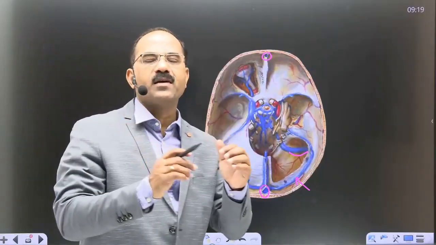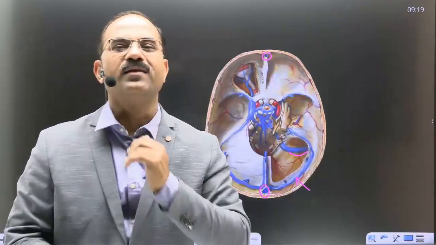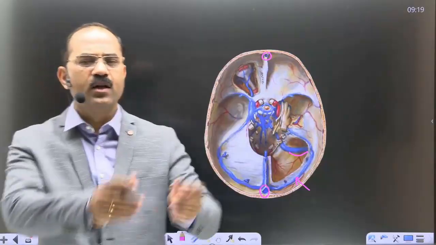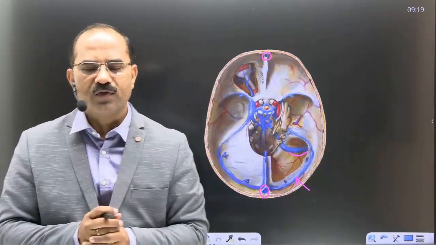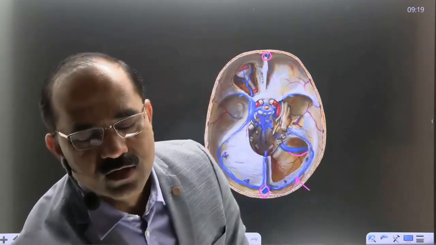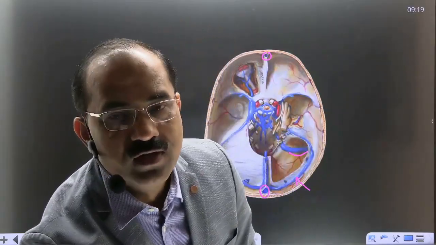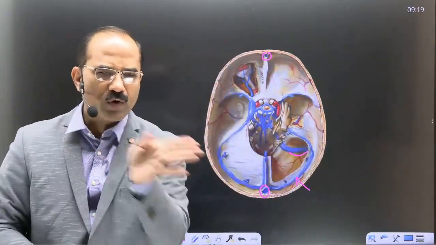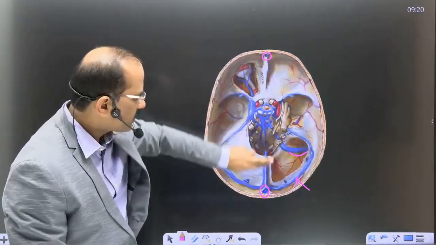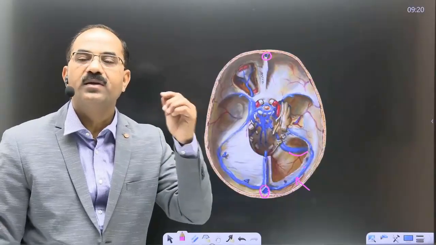Now this sigmoid sinus leaves the skull through the posterior compartment of the jugular foramen. Clear? It leaves the skull through the posterior compartment of the jugular foramen. It gets outside the skull. It is now known as the internal jugular vein. So students, what is internal jugular vein? It's a continuation of the sigmoid sinus. The sigmoid sinus continues as the internal jugular vein. Clear? Look, the superior sagittal sinus here, that becomes the right transverse, the right sigmoid, and the right internal jugular vein.